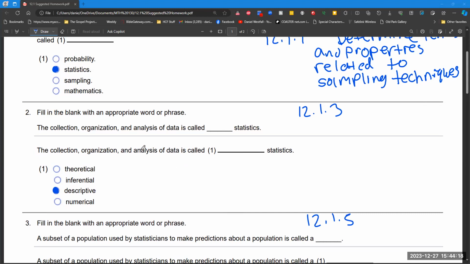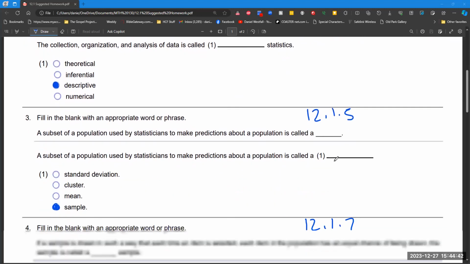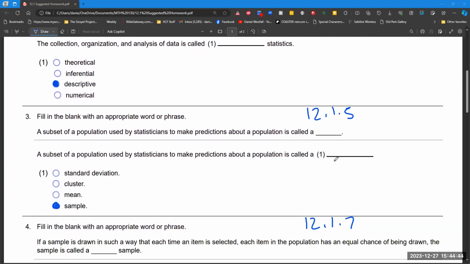The collection, organization, and analysis of data is called descriptive statistics. So we look at the data and things like mean, median, mode, standard deviation, so on, these numbers that describe the data set and are descriptive of what we've collected. So the size of the data set, so on.